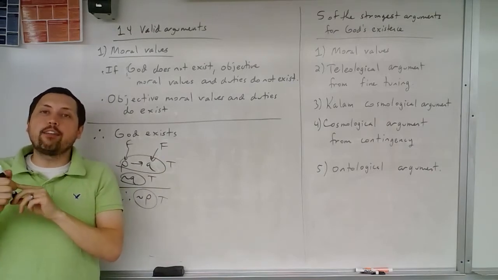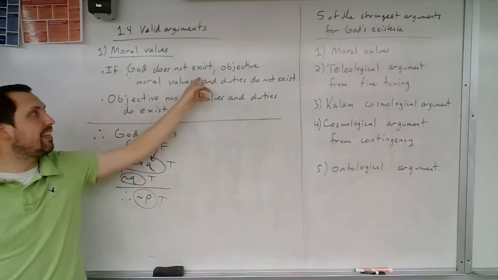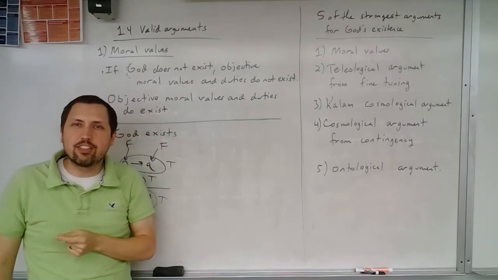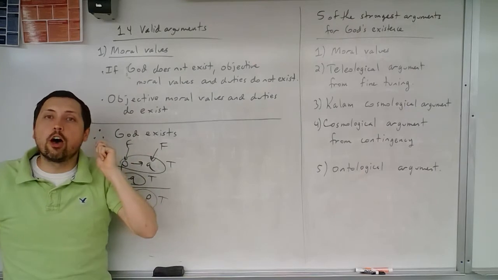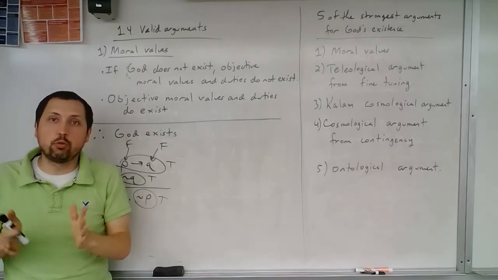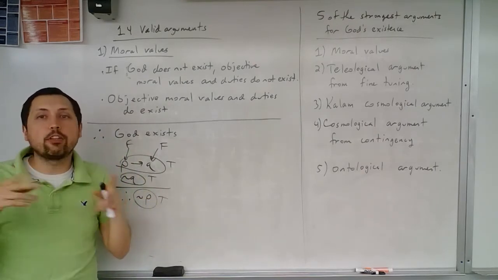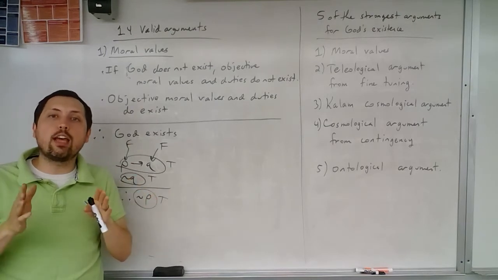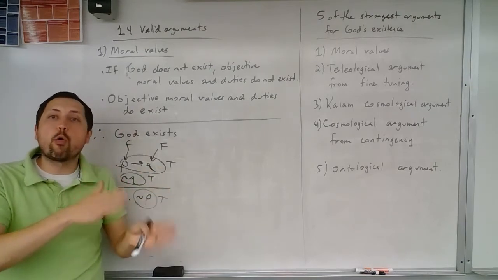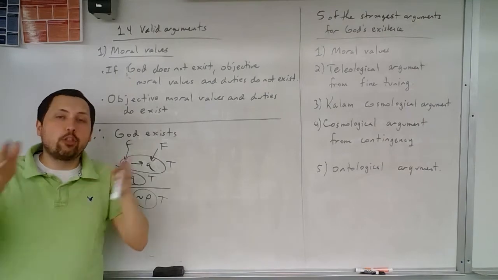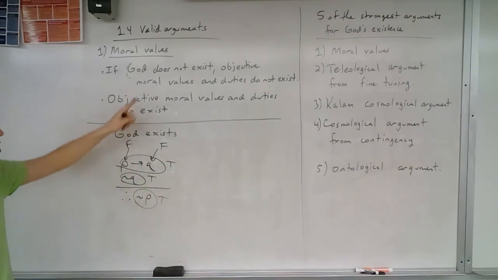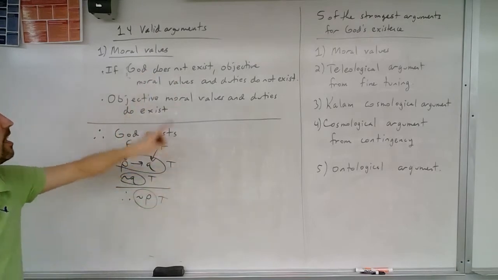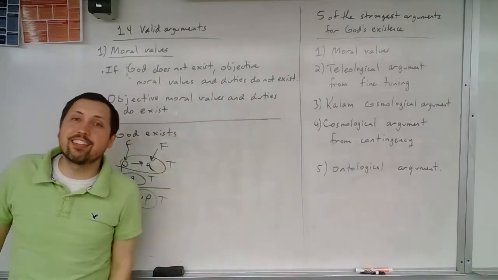Now, what you have to be able to do is look at these and say, do these make sense? Do I believe that these two statements are indeed true statements? But remember, when we ask whether these are true, we're trying to figure out whether it is more likely that this statement is true or that its negation is true. You're trying to figure out which one of these is more likely than the other. So this first one: if God does not exist, objective moral values and duties do not exist.